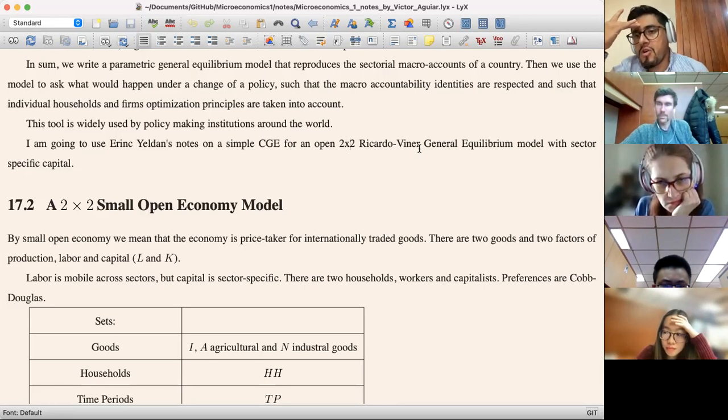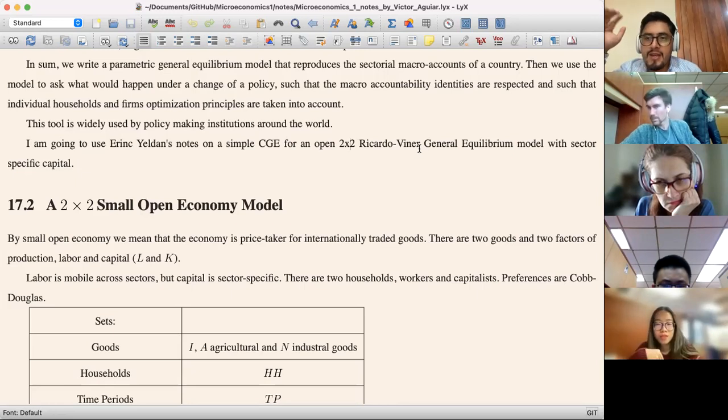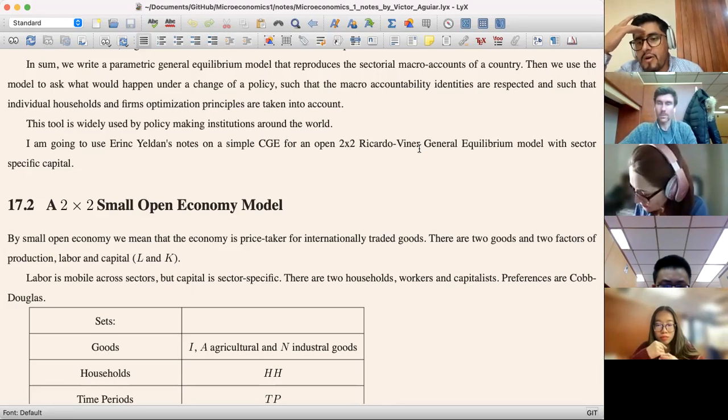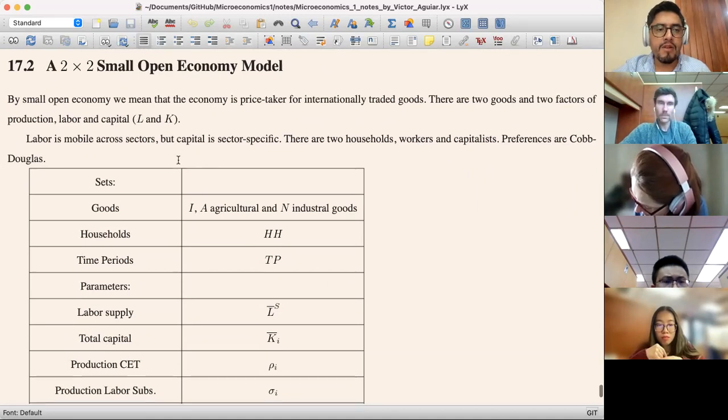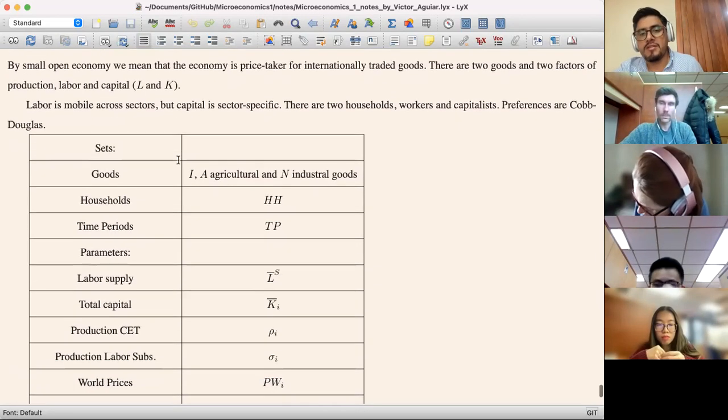So if you remember your classes from undergrad, what is the idea when you study a small open economy? It's an economy that takes world prices as given, right? So you don't have any market power, and essentially you take world prices as given. That's going to be the key signature of this thing. We're going to have two factors of production, labor and capital. Labor is mobile across sectors, but capital is sector specific.